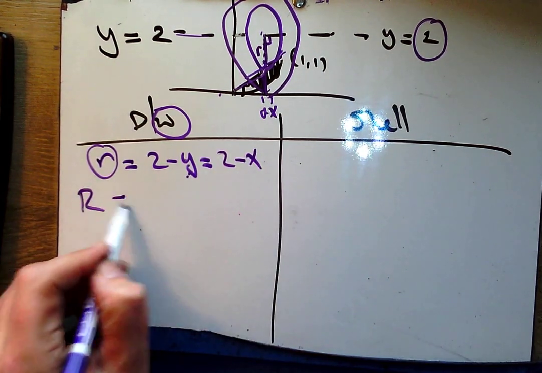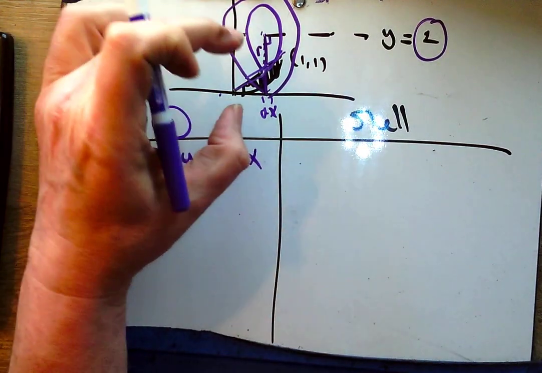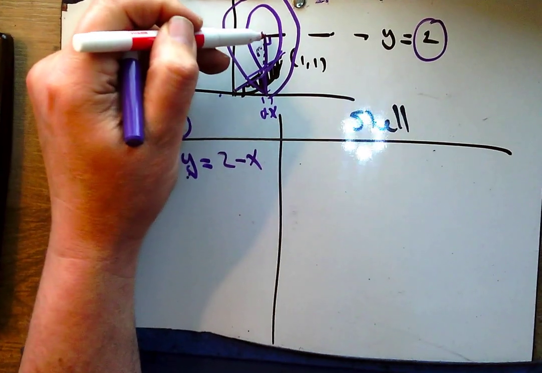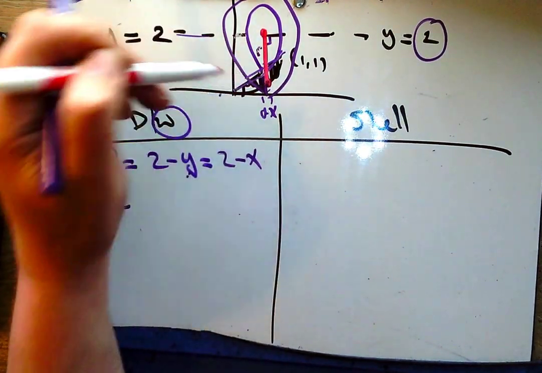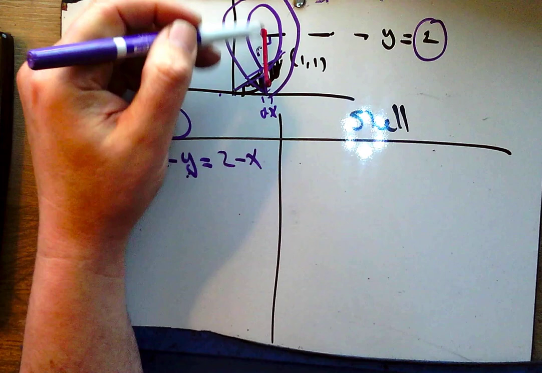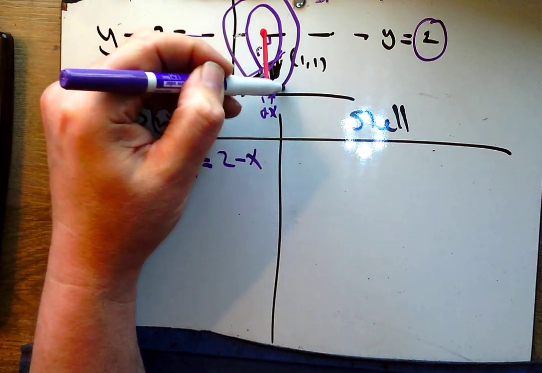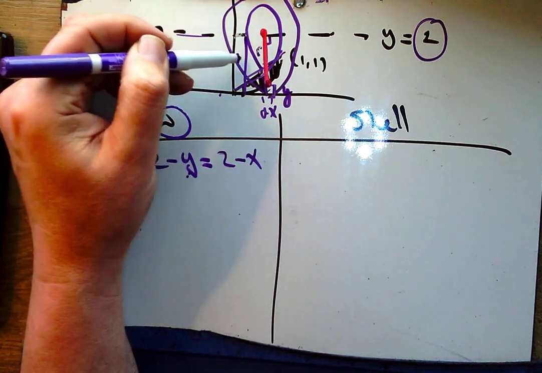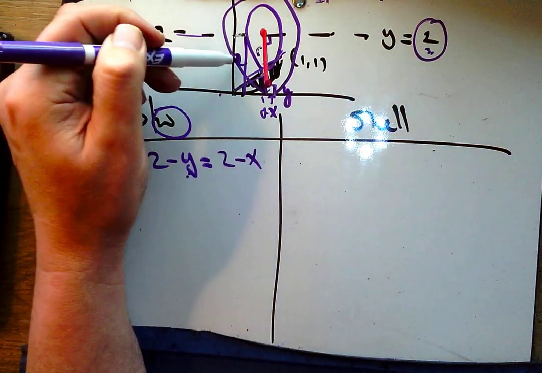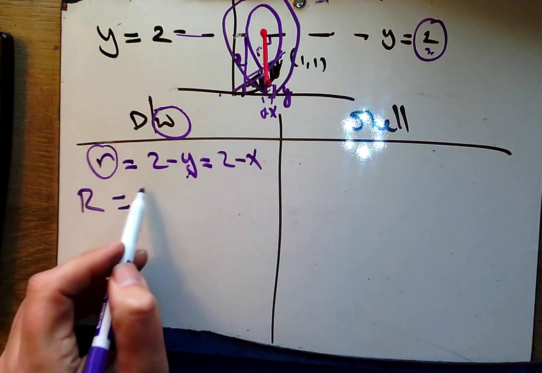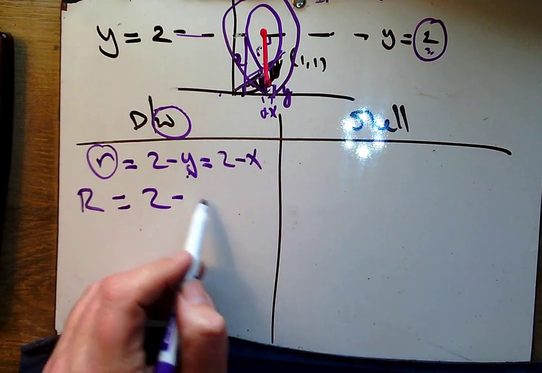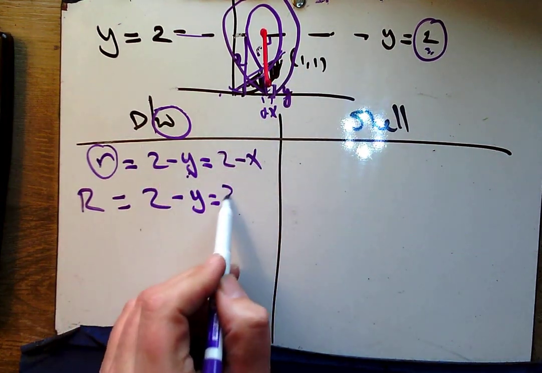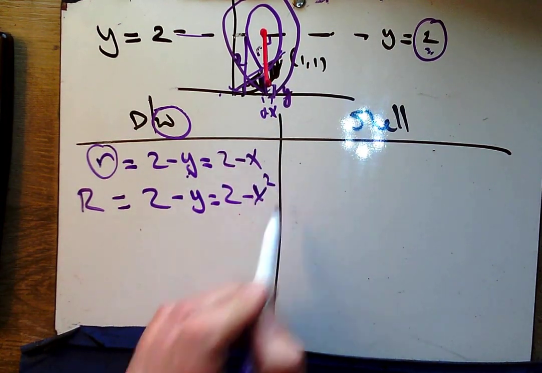I also need big R here. That's big R now goes from here to here. And again, that's not y. This distance is y. This distance is 2, and so our big radius must be 2 minus the y value, but it's the y value for the parabola, 2 minus x squared.